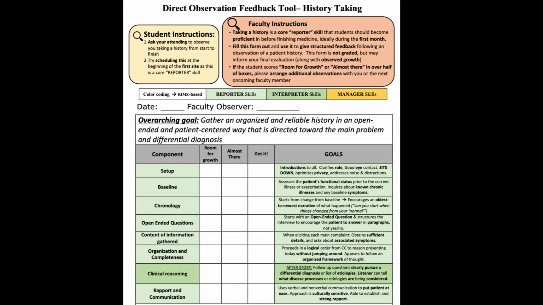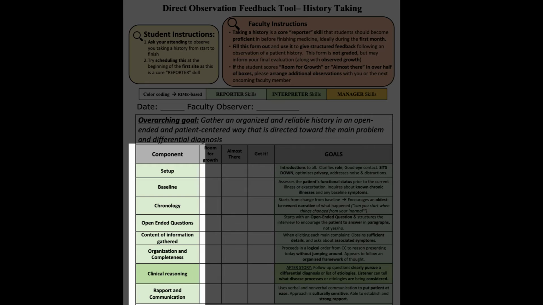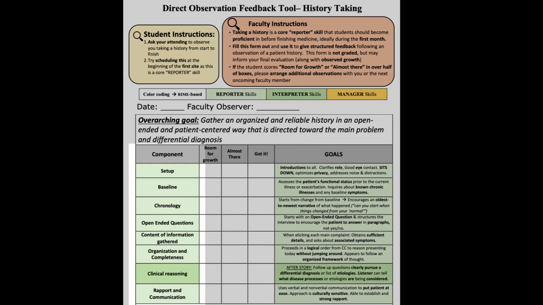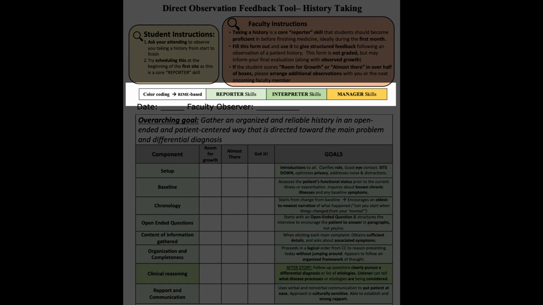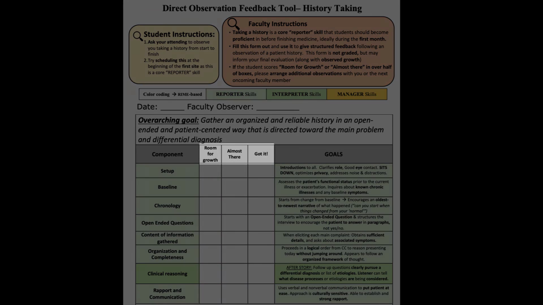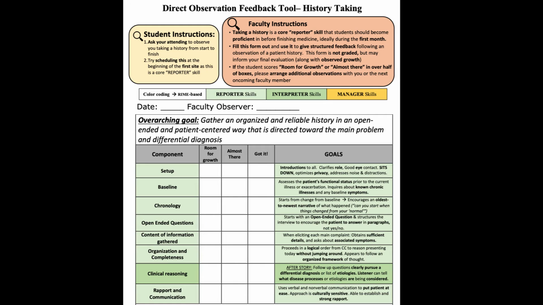Take a look at our direct observation feedback tool for history taking. It breaks down the history into multiple smaller behaviors, anchors it to the rhyme framework using color coding. The assessment selections are growth-oriented to really encourage you to mark what you see. What feedback would you give her? Push pause and formulate some initial feedback.